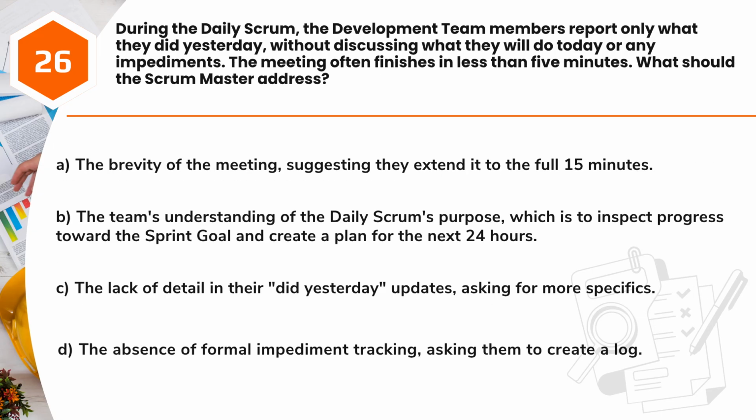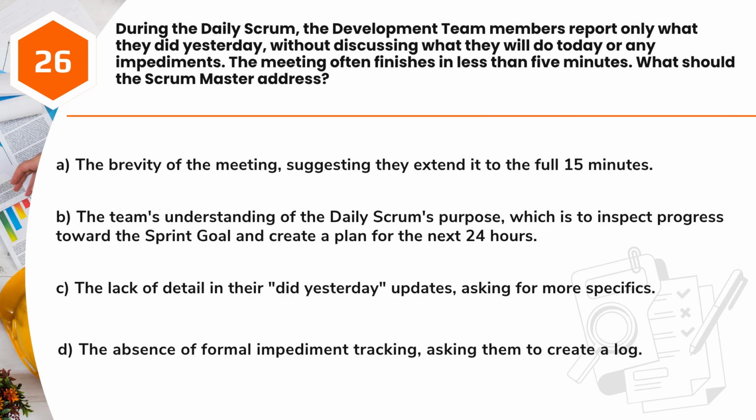Question 26. During the Daily Scrum, the development team members report only what they did yesterday, without discussing what they will do today or any impediments. The meeting often finishes in less than 5 minutes. What should the Scrum Master address?